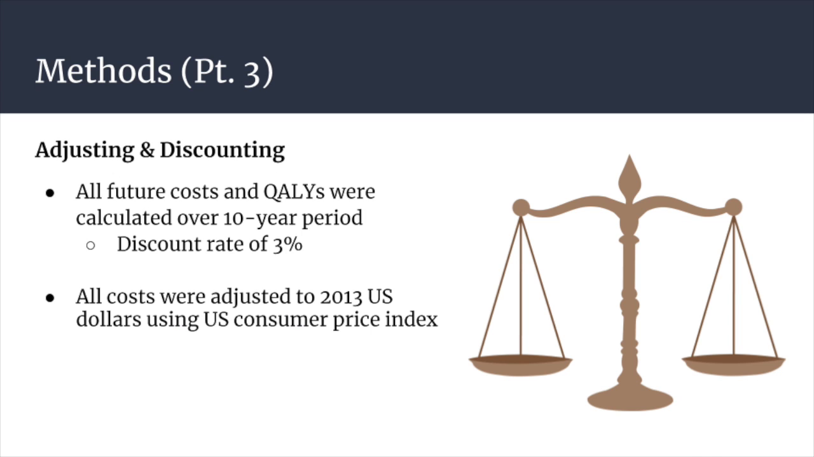So in terms of adjusting and discounting, all future costs and the QALYs were calculated over a 10-year period. Discounting was used in this case with a rate of 3%. There was no reason that 3% was used, but this is often used and generally accepted. For the costs, they were all adjusted to 2013 US dollars using the US Consumer Price Index.